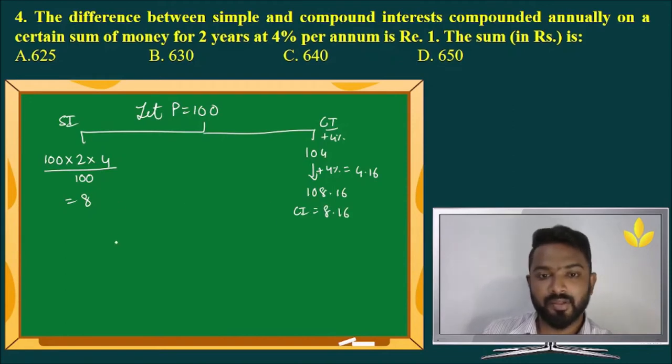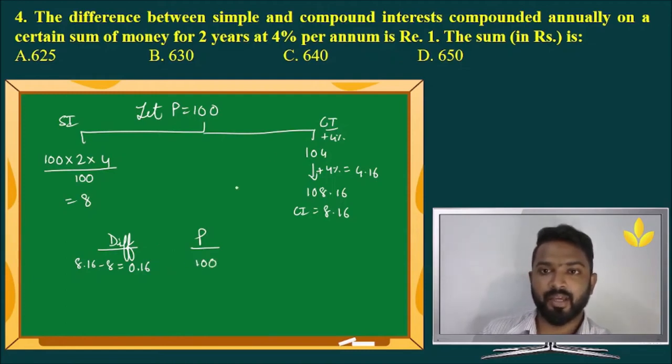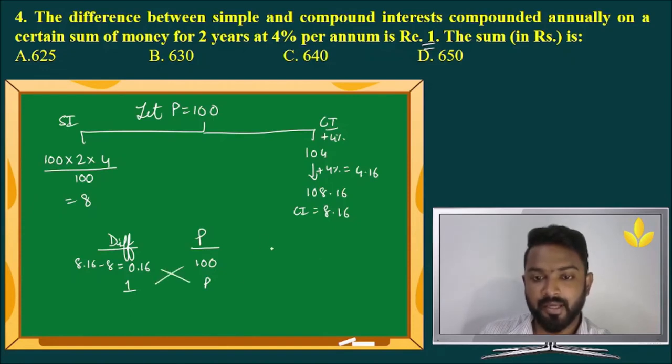So let's find the difference and the principal. Unitary method again. The difference is 8.16 minus 8, that is equal to 0.16. When the difference is 0.16, the principal is 100 rupees. And according to the question, the difference is just 1 rupee. Then the principal will be how much? Cross multiply. The principal is equal to 100 into 1 divided by 0.16. When you solve this, you will get 625 rupees.